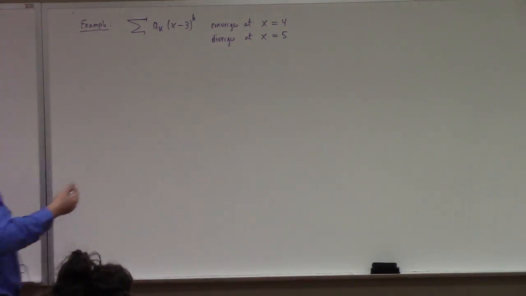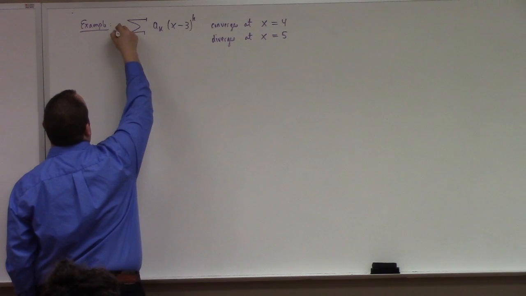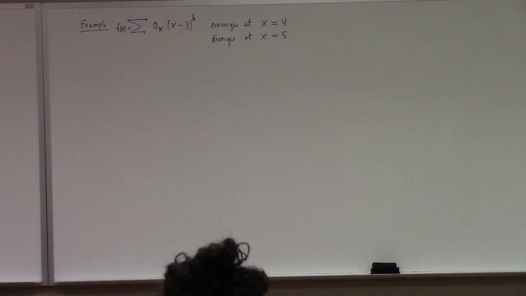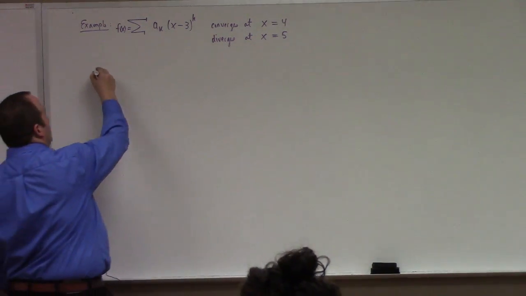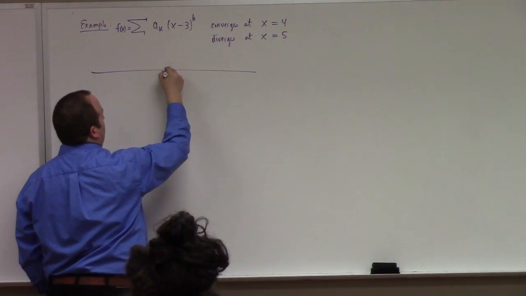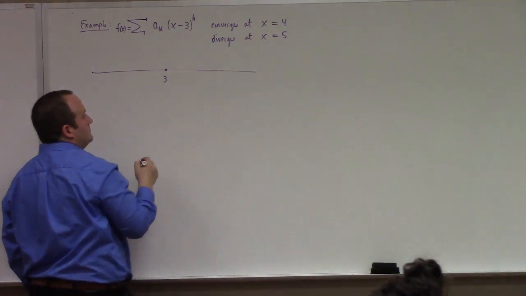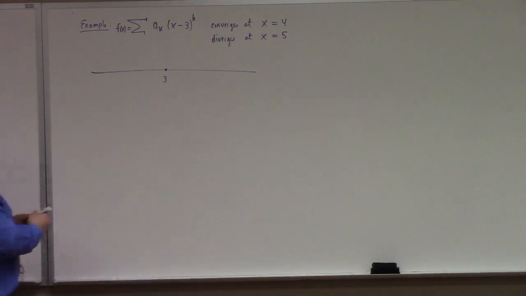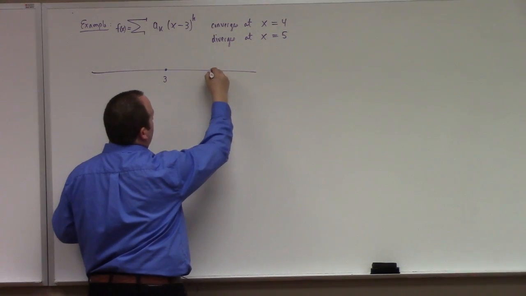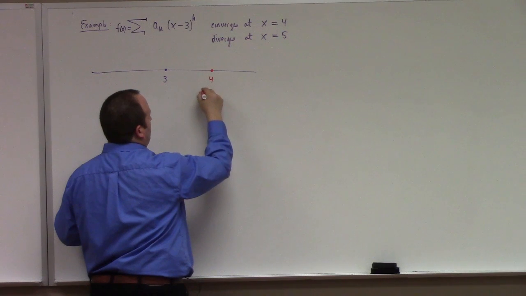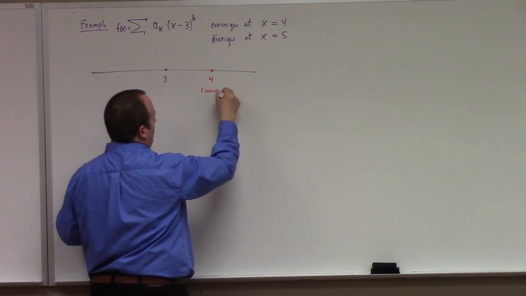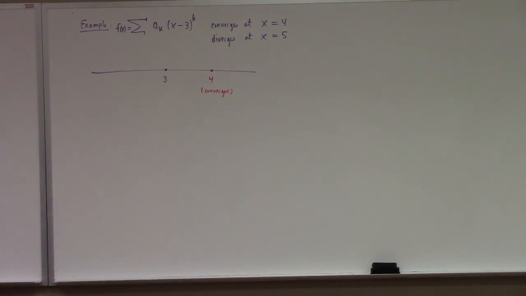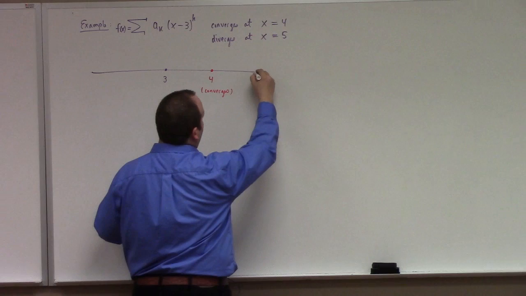Let me give this a name. Let's call it f of x, just for the sake of discussion. So I organize my thinking with a number line. Basically, here's the point. The center's at 3, right? And I'm given that it converges at x equals 4, all right? And I'm given it diverges at x equals 5 over here.